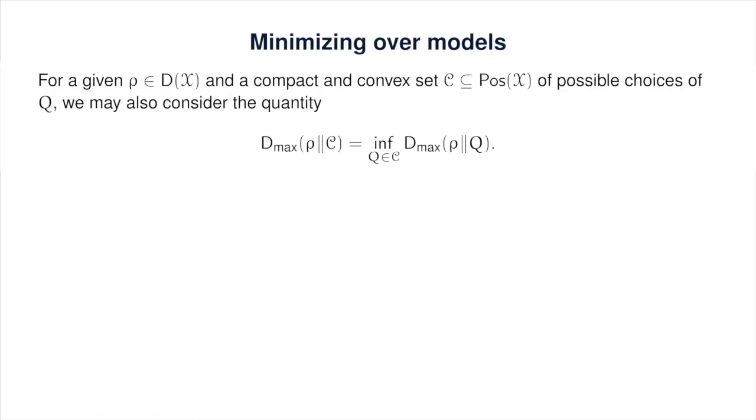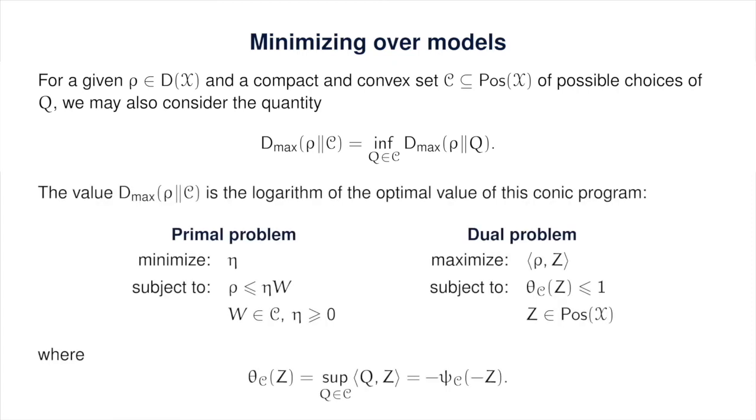Now let's switch gears a bit and consider what happens when we minimize the max relative entropy over a convex set, not in the first argument, but in the second. That is, let us consider minimizing over models rather than actual states. Using a similar shorthand notation to before, we may write the convex set C that we're minimizing over as an argument, with the understanding that this means that we take the infimum over all Q in this set. The value that we obtain is the logarithm of the optimal value of the conic program that you see here.